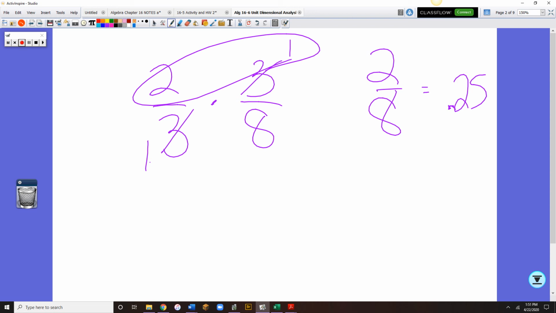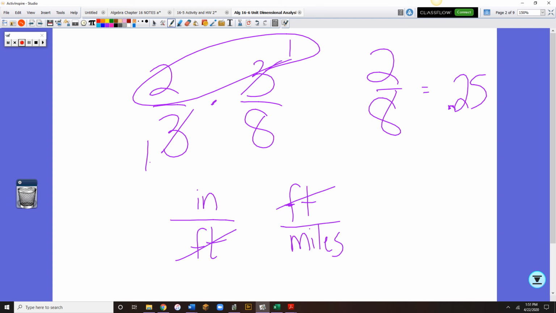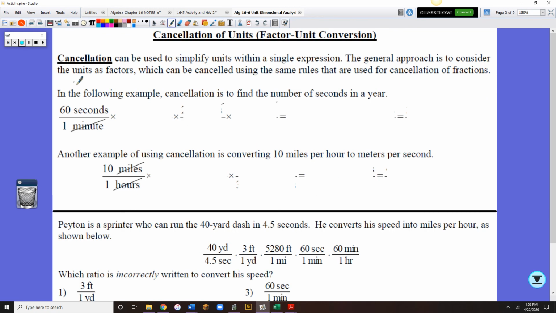Unit canceling kind of does the same thing. Okay? If I have inches over feet, and the next one is feet over miles, then the feet cancel. And you want to set up your fractions so that the units cancel. Alright? Again, this is much easier to show you than try to describe. So, the first example says, cancellation is used to find the number of seconds in a year. So we're converting seconds to a year.